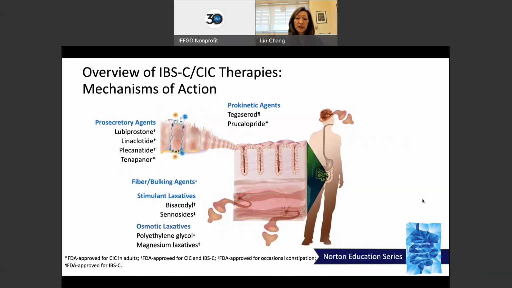And then we have IBS constipation treatments, and a lot of them overlap with chronic constipation treatments, which is where patients have chronic constipation but not really predominant pain. We have a lot of gut-directed treatment, like prokinetic agents that increase the motility of the bowel. We have prosecretory agents that increase secretion of electrolytes and fluid, could improve stool form, and can also reduce abdominal pain. And then there are bulking agents for patients with milder symptoms, stimulant laxatives, as well as osmotic laxatives. Next slide.